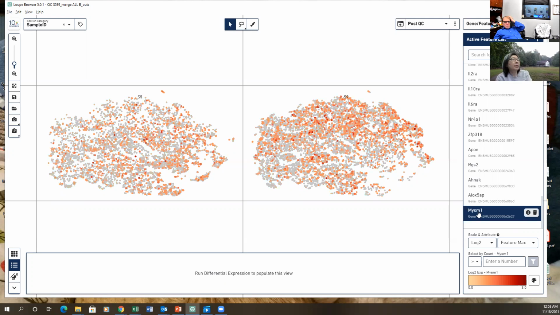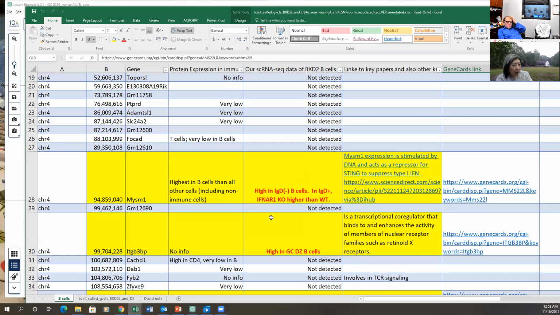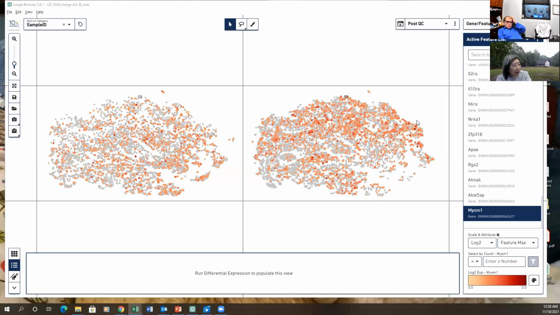This one to be short. Yeah, right. So this is knockout. This is wild type. So I think I did label it right. I say high in IgD negative, but in IgD positive, knockout is higher than wild type. I think that's right. Okay, so with that, it is a germinal center, and it's the other file. Oh boy, let me open it.